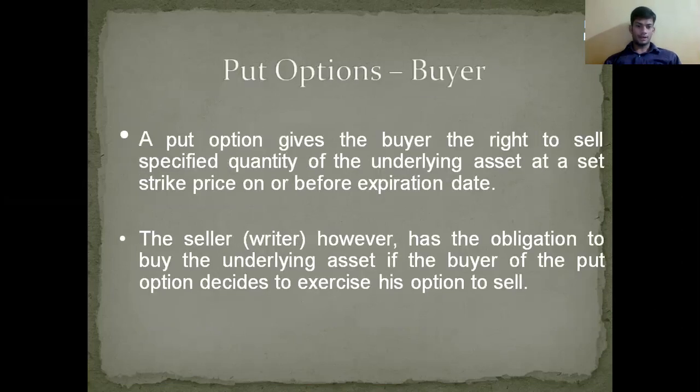Put option buyer. A put option gives its buyer the right to sell a specified quantity of the underlying asset at the set strike price on or before the expiry date. The seller, however, has the obligation to buy the underlying asset if the buyer of the put option decides to exercise on or before expiry.